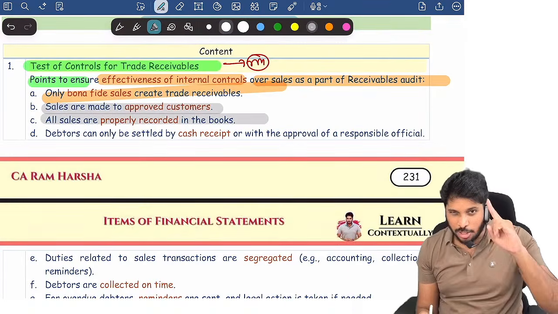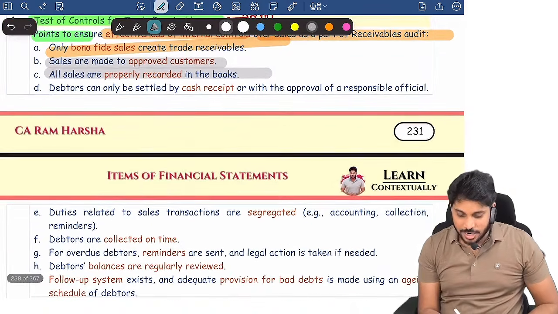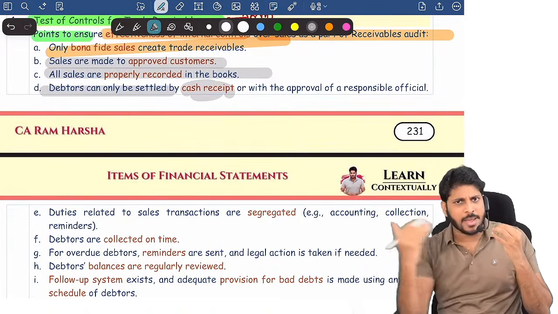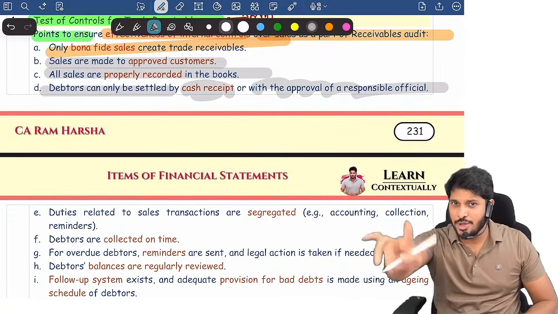Only then will the sale be made on credit to the customer. And see that all the sales are properly recorded. Only then the trade receivable value will be correct. And debtors can only be settled by cash collection. How will a debtor account be settled? Either he pays it, or with approval of a responsible officer, we will write it off. Any of this will happen.